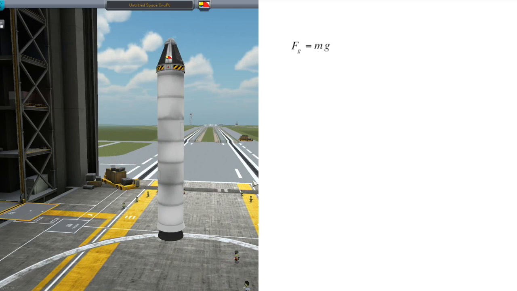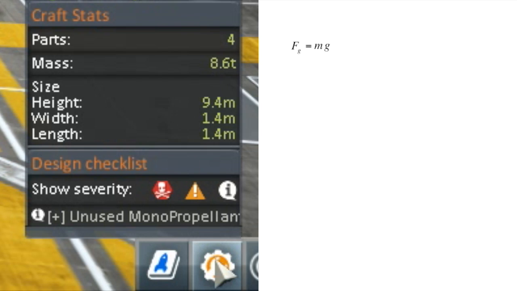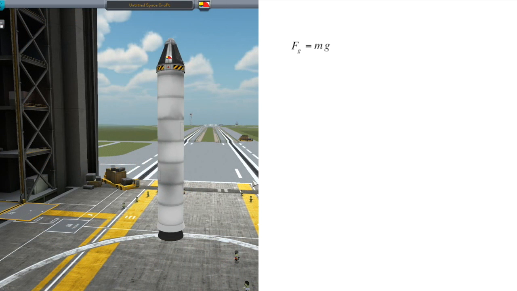In order to calculate the weight of our rocket, all we need is the total mass, which is handily available with the engineering stats here at the bottom right. It's 8.6 tons. And I should mention that this is the rocket before I did any tweaking to the booster. So, doing the math, force of gravity is equal to 8.6 times 9.8, which gets us 84.28 kilonewtons.